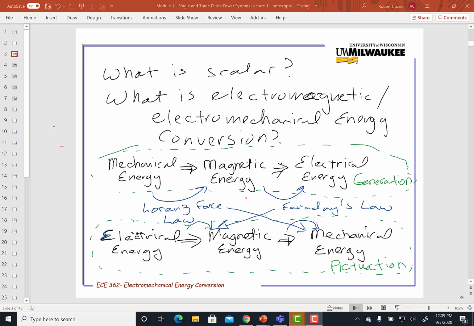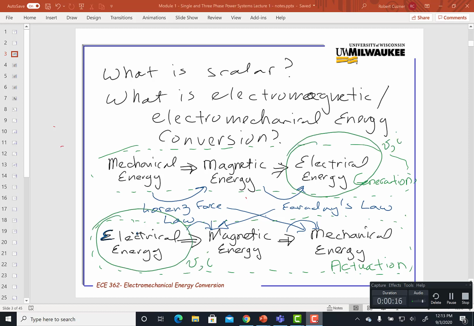Now what we're going to focus on right now in module 1 is the electrical energy part, and it involves voltage and current. And so when we're going to talk about scalar versus phasor, it's really the form that the voltage or current is being represented as when we analyze it. That's what I want to try to clarify to you.